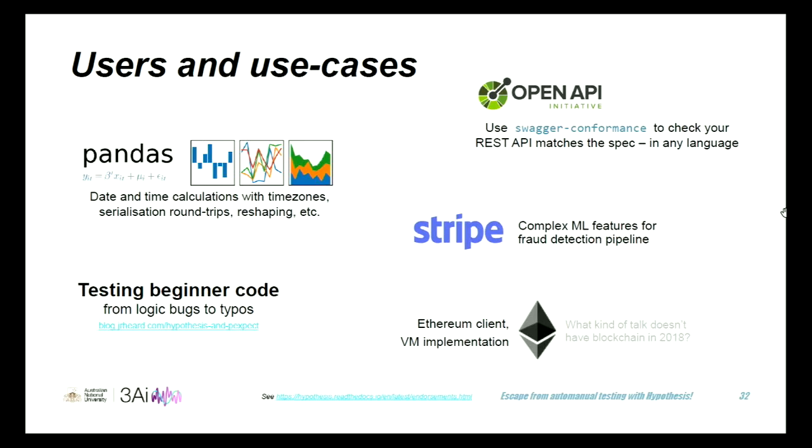OpenAPI is a way of specifying what REST APIs should do. And someone's written a really cool tool which will check that a REST API matches the specification by calling the REST API. So you can run this code, which is based on hypothesis, against a REST API which is implemented in any language because it speaks REST, not Python.